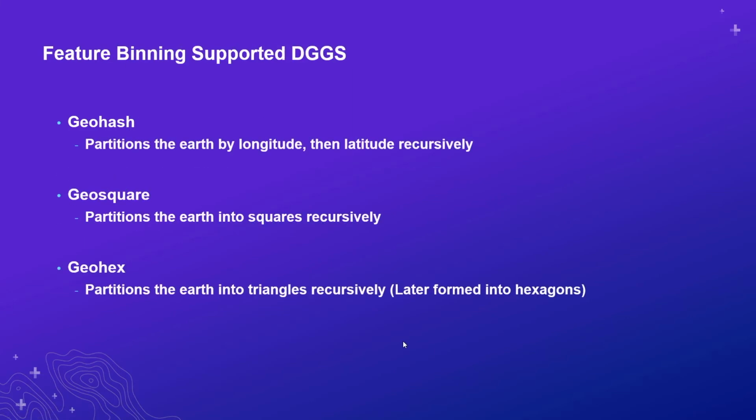So what are the DGGSs supported by feature binning? We support GeoHash, which partitions the Earth by longitude then latitude recursively. We also have some homegrown Esri systems, GeoSquare and GeoHex. GeoSquare partitions the Earth into squares, and GeoHex actually uses triangles, and the reason is that hexagons don't decompose perfectly into other hexagons, but triangles do. So we're able to use the triangles and come back after the fact to recompose the hexagons.